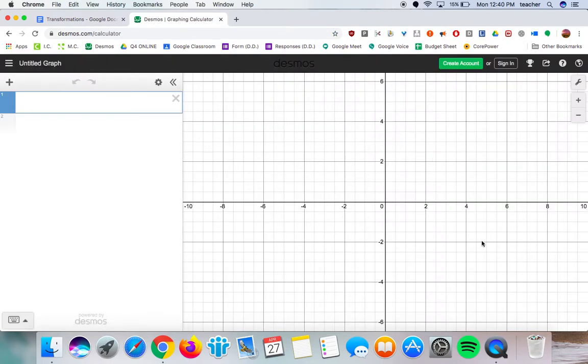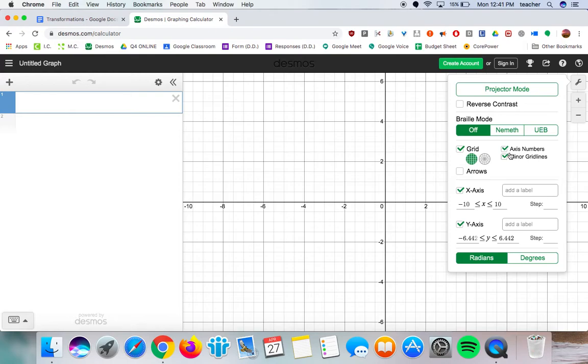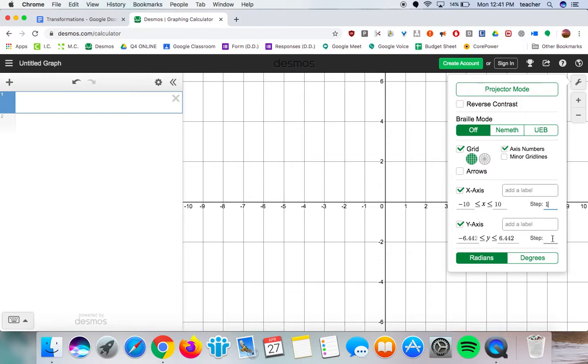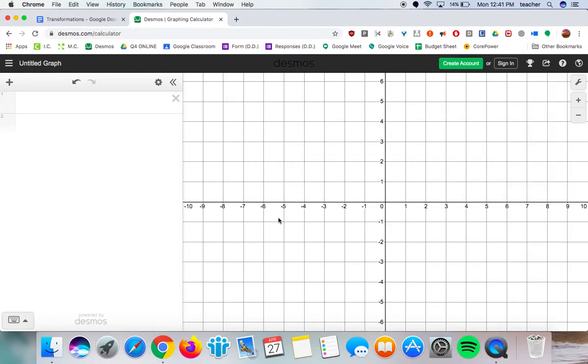It's going to give you this setup as a default. If you would like to change it, I like to change my graph settings. So I'm going to go here. I don't like these little extra, they're called minor grid lines. I don't like these gray lines, so I'm going to get rid of those. And instead of counting by 2s, I want to count by 1. So that's called your step there. So that looks a little bit more like what you're used to.